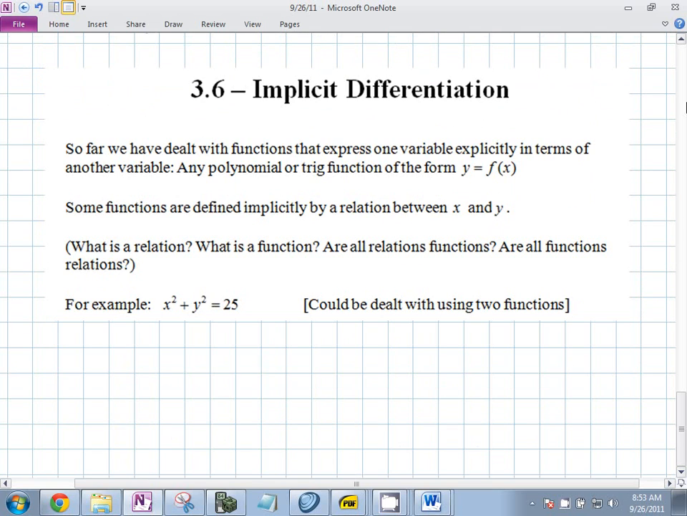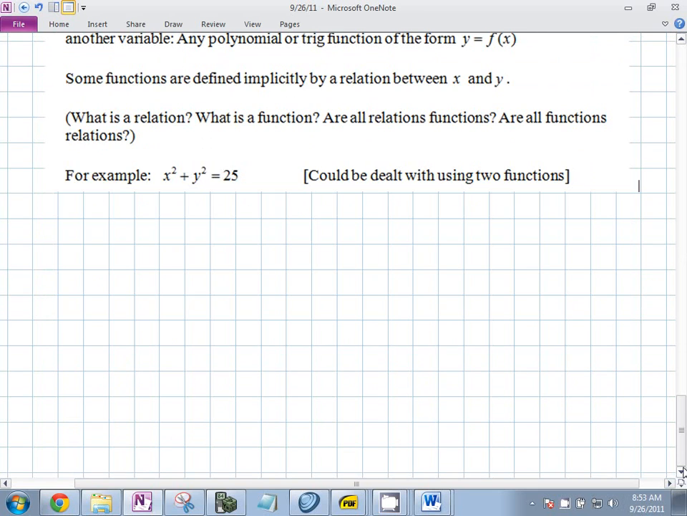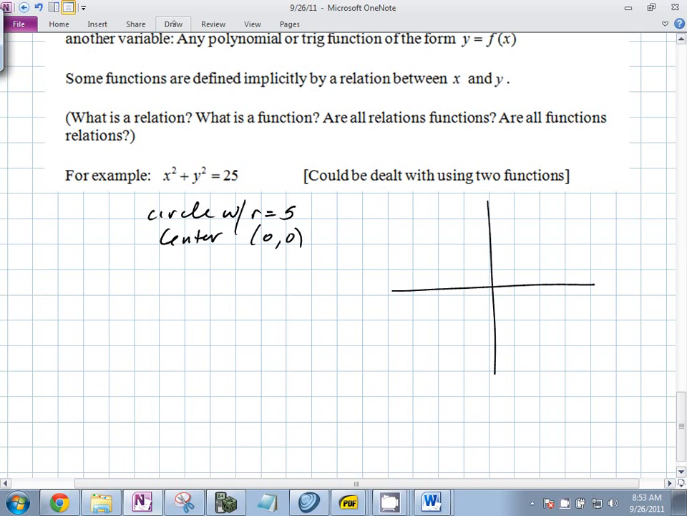For example, x squared plus y squared is equal to 25. What kind of shape is that? A circle with radius equal to 5, centered at 0, 0. That's correct. So if you graph this, it goes through 5, negative 5, negative 5, and 5.